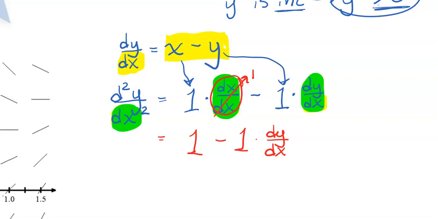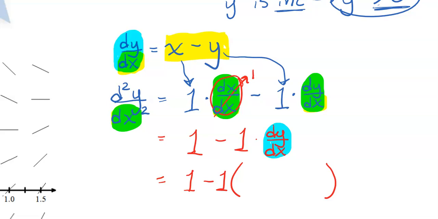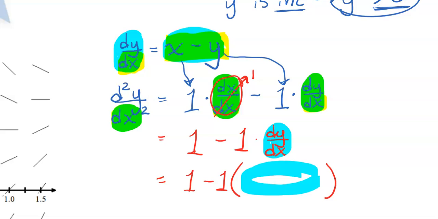It's not terribly useful just yet, but we're going to make a substitution similar to what we did for some of the others. This has a dy dx that showed up as a fixer piece. Dy dx, they told me from the very start of this problem, is the same thing as x minus y. So I'm going to make that replacement. Instead of dy dx, I write x minus y.